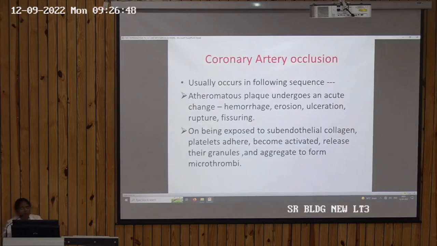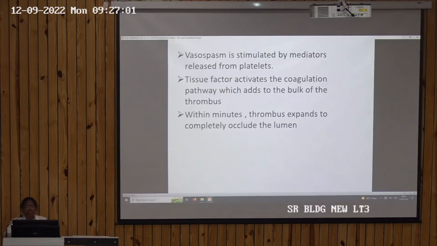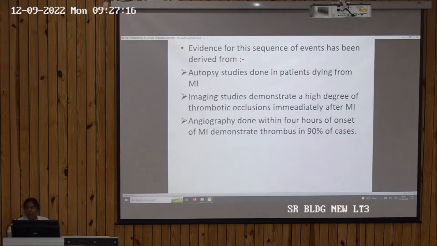So the coronary artery occlusion, you have seen it occurs, first of all, plaque will occur. You had seen the diagram. Then subendothelial collagen is exposed. So platelets will adhere. They will release platelet activating factors. They will cause vasospasm. And then tissue factor will also be activated, and it will activate the coagulation pathway. And within minutes, the thrombus will expand and lead to occlusion of the lumen.